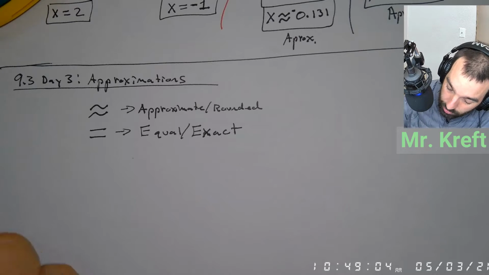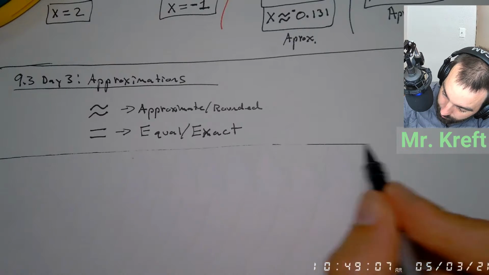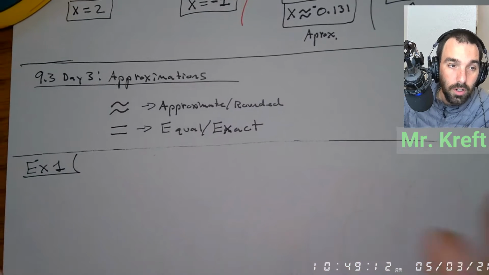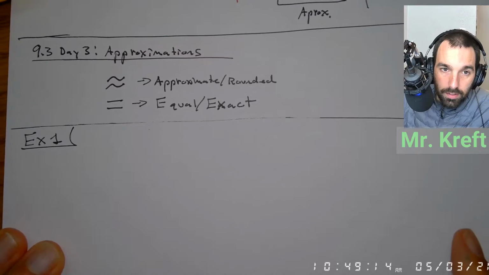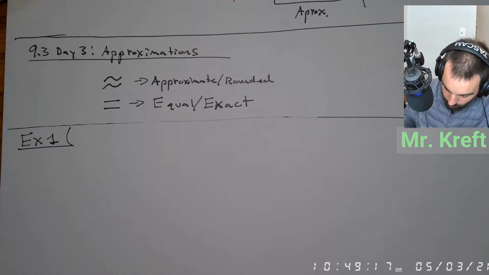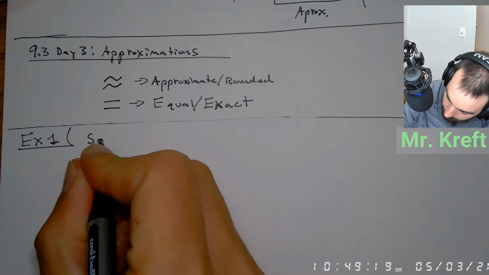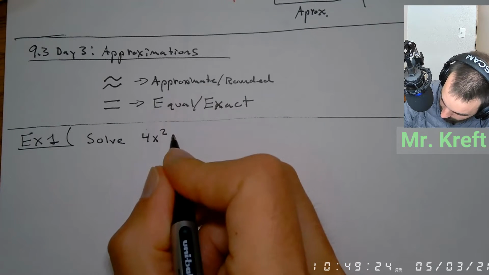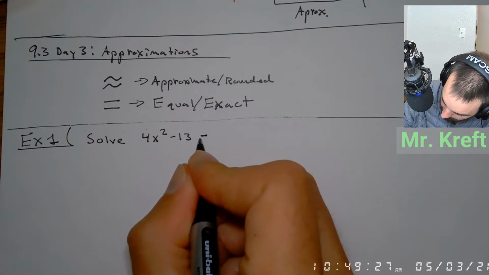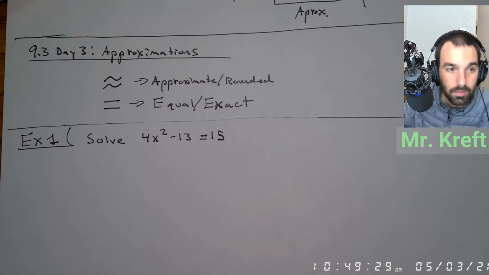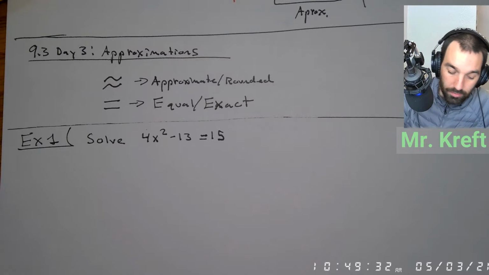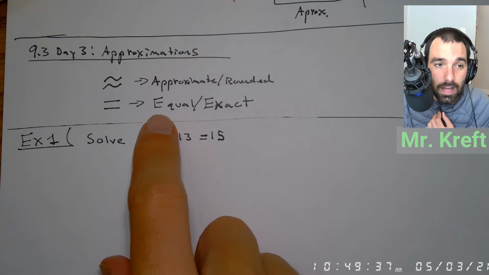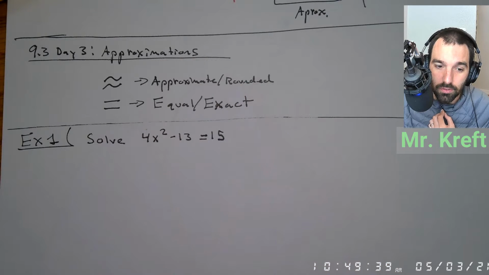So let's just dive right in and do an example. For our example, we have this new approximate idea here. We're going to solve 4x squared minus 13 equals 15. We're going to solve this just like we would. The only difference is at the end, we're going to have an exact answer and a rounded answer.